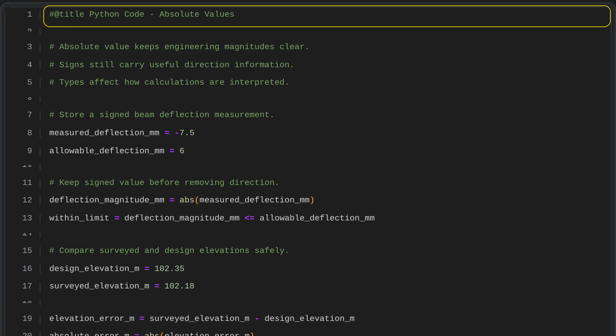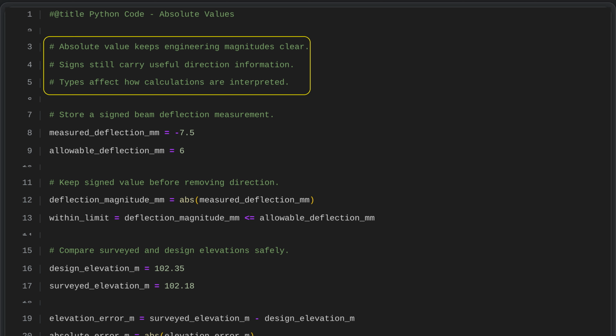Python code, absolute values. Absolute value helps keep engineering magnitudes clear, while signs still show important direction information. Data types also matter because they influence how calculations are understood and interpreted.